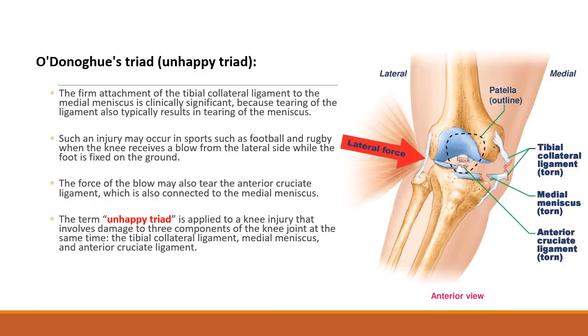One of the devastating injuries of the knee is called O'Donoghue's triad, or the unhappy triad. The unhappy triad happens while the knee is fixed on the ground and a direct hit to the knee comes from the outside. This leads to a medial collateral ligament injury, and as the medial meniscus is attached to the medial collateral ligament, it will get torn as well, and the force continues to the intra-articular structures, injuring at least the ACL. This is one of the devastating ligamentous injuries of the knee that requires surgical intervention to maintain the stability of the knee joint.